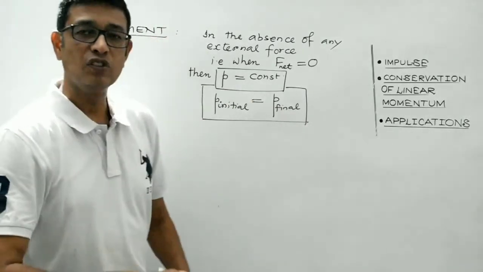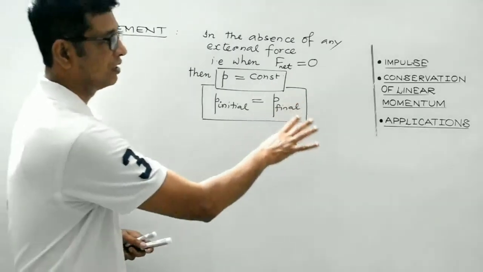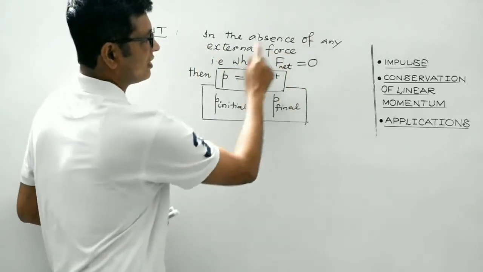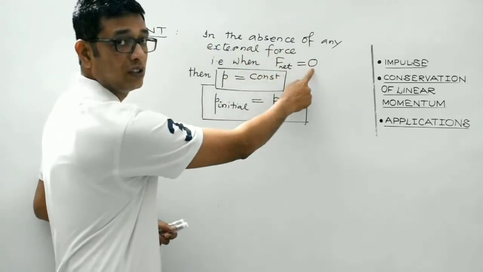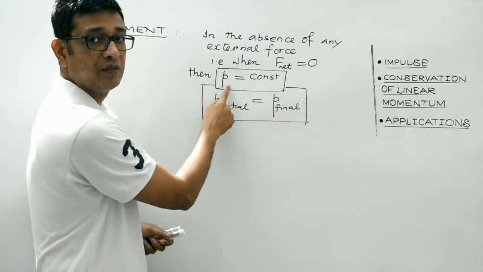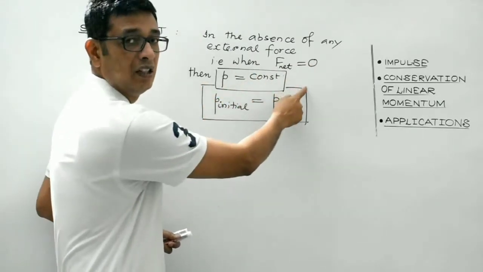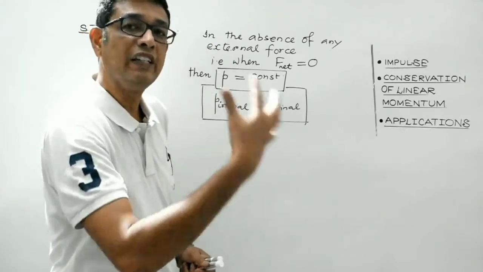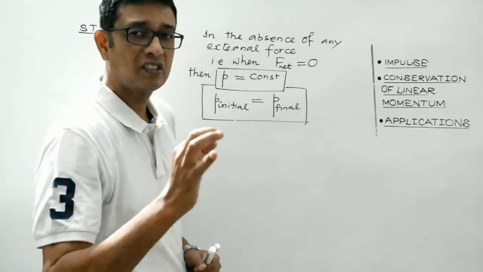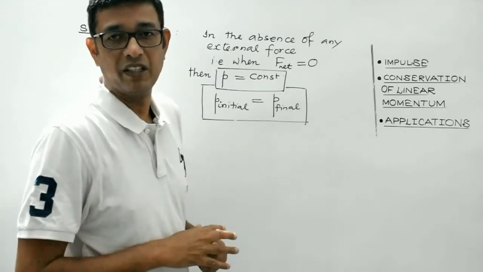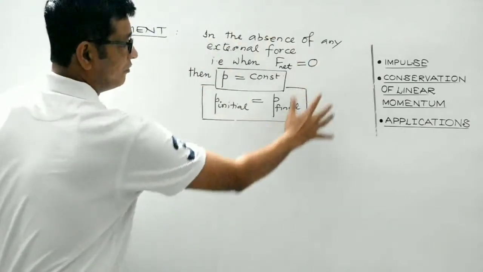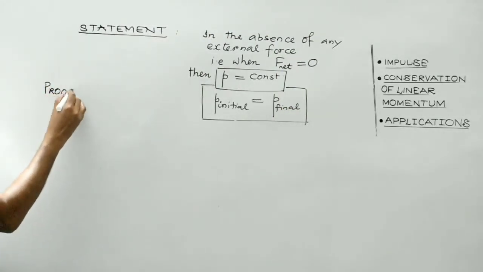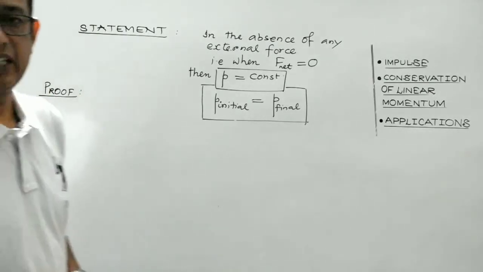So students, let's again concentrate on this statement. The law of conservation of linear momentum states that in the absence of any external force, that is when F is equal to zero, the momentum of the system always remains constant or conserved, which suggests that the initial momentum of the system is exactly equal to the final momentum of the system. Right? So this is the statement of the law of conservation of momentum. Now let's verify it mathematically. Let's do the mathematical part.